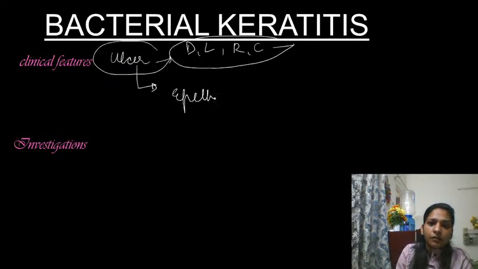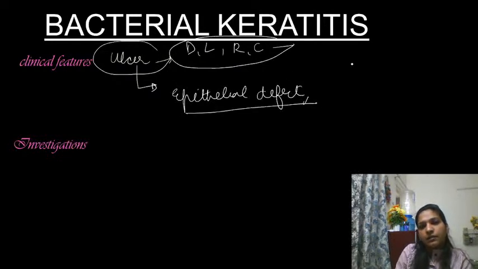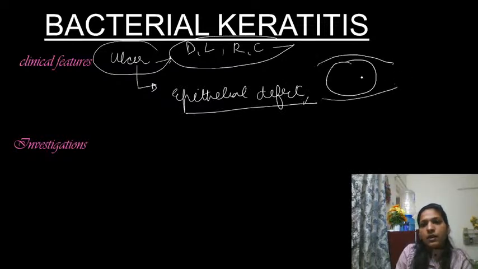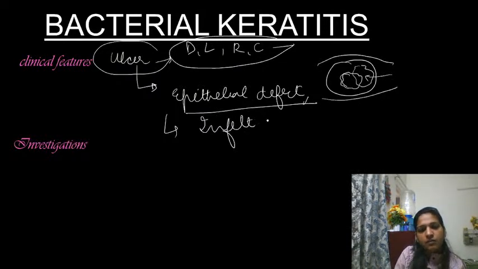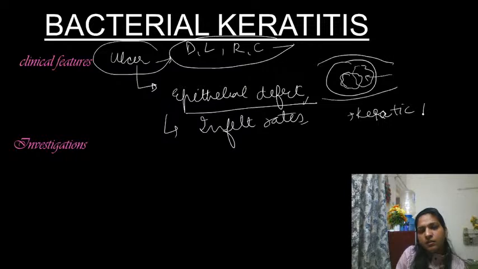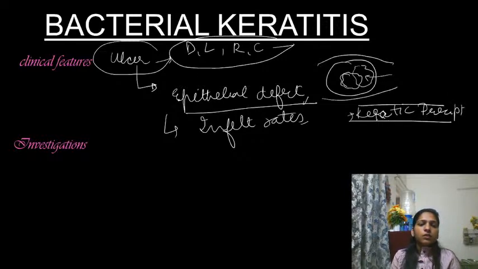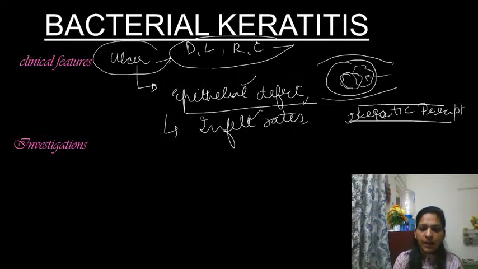It is epithelial defect. The epithelium of the cornea will have a defect. For example, this is a cornea, so depending upon the etiology and the extent, this part of the epithelium may be missing or that part may be missing. This is known as epithelial defect. Along with the epithelial defect, it can have infiltrates and keratic precipitates over the endothelium, okay. So these are the features: infiltrates, keratic precipitates, lacrimation, discharge, redness, chemosis. All these are features of bacterial keratitis, okay.